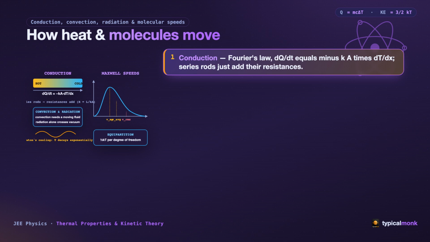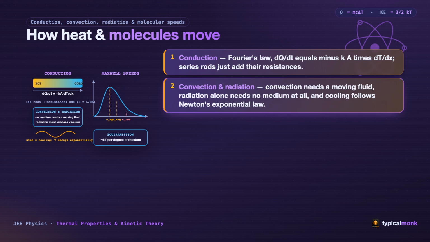Now, how heat itself travels and how gas molecules actually move. First, conduction. By Fourier's law, dQ over dt equals minus KA times dT over dx. And when rods are joined in series, their resistances simply add. Second, convection and radiation. Convection needs a fluid that can actually move, but radiation alone can cross a vacuum with no medium at all. And cooling always follows Newton's exponential law.